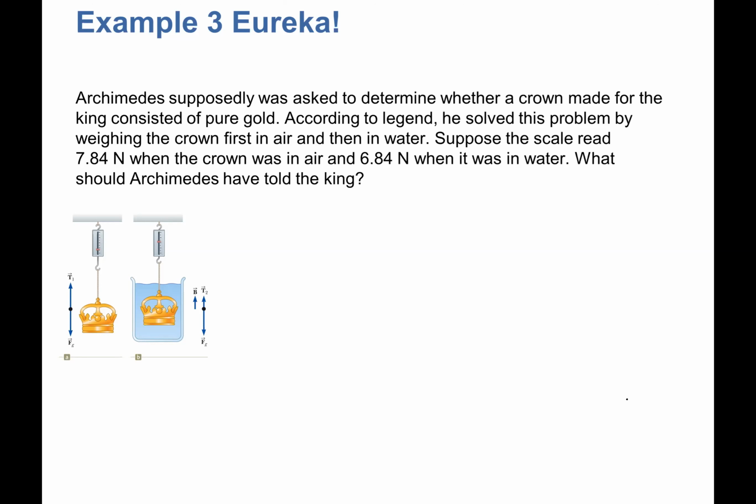So you can see, he was asked to determine whether a crown made for the king consisted of pure gold. That means the king had a crown made of pure gold, but he had his suspicions that maybe the blacksmith cheated, and the crown is not pure gold. Maybe some of that gold was stolen and replaced with some cheap material and things like that. So he had to figure out how to solve this problem.